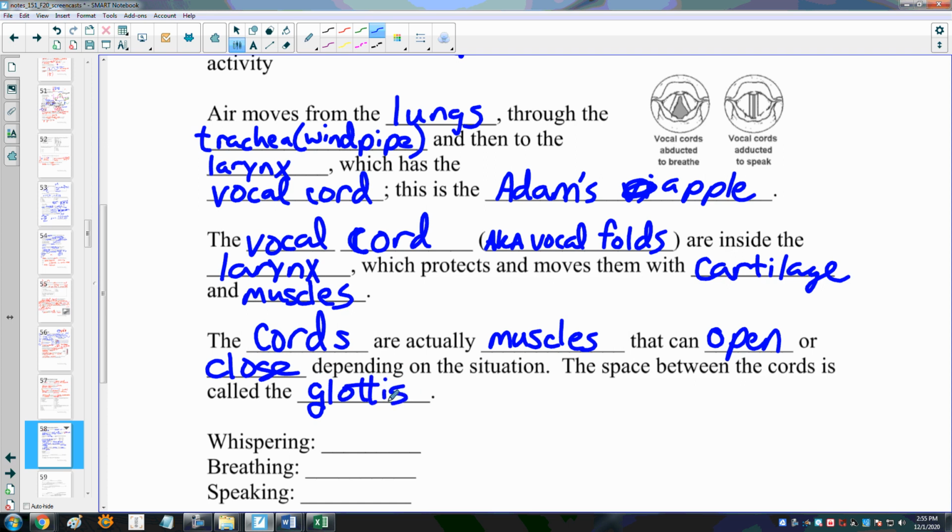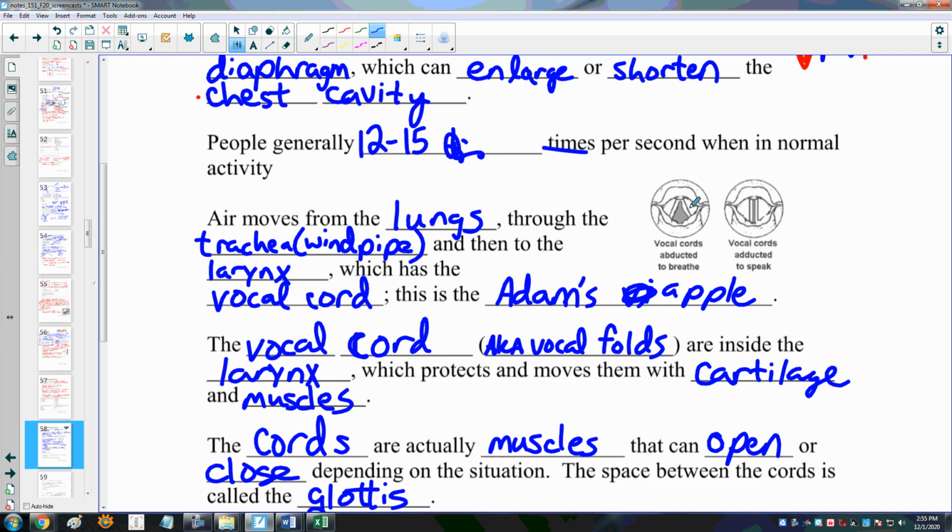So if you're any speech therapist, you'll have classes, I think, where you just talk about the physics of sound and the physics of speech production. The glottis here is going to be the space in between the vocal folds. So this is called the glottis.